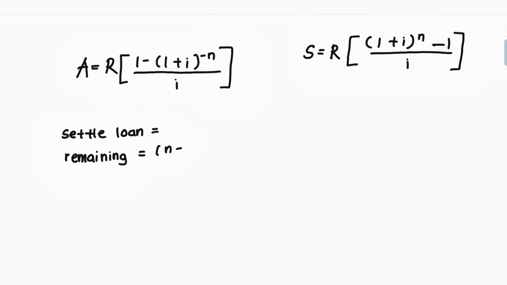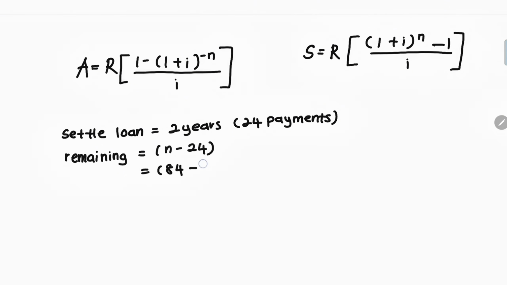But what happens if life changes? Let's teach you how to handle two real-world scenarios. First, if we settle the loan early after 2 years, equal to 24 payments, we have to find the remaining. To find the remaining, N minus 24. So the N is 84 minus 24 equals 60.